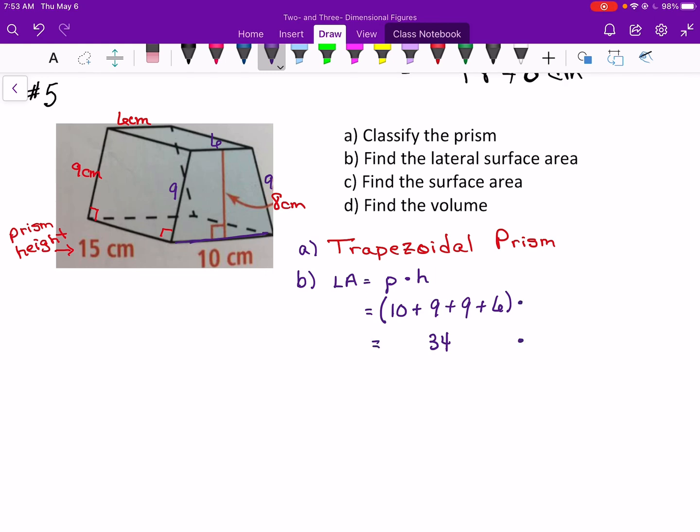And we're going to multiply that times the height of the entire figure, so times 15. So the lateral area of our trapezoidal prism is 510 centimeters squared.